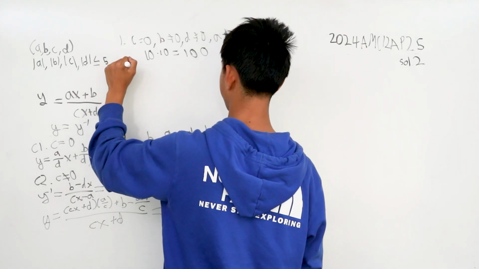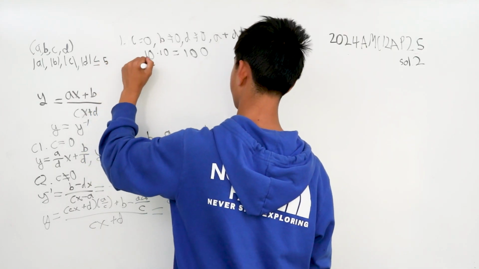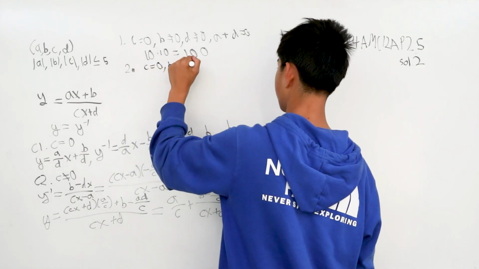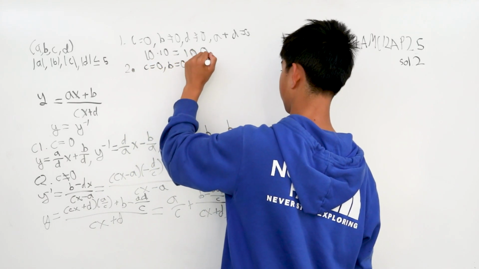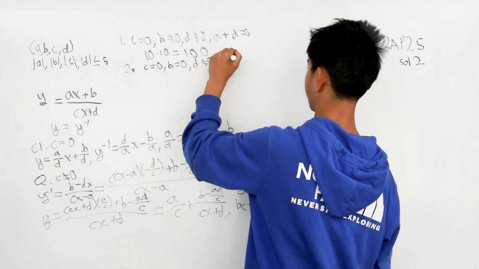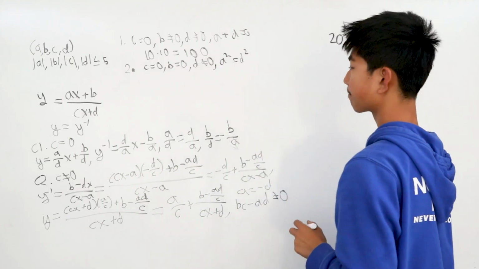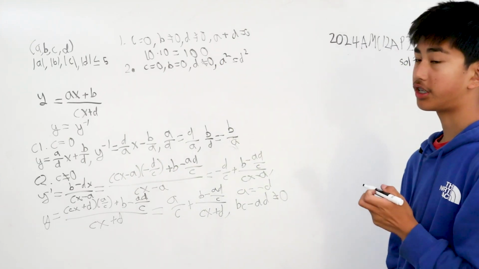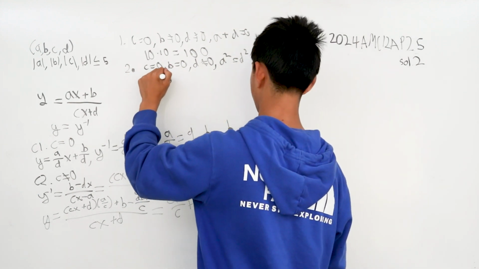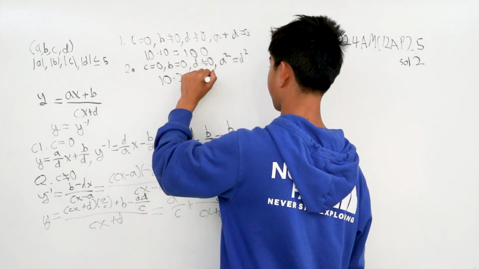Now on to case 2, we get c is 0, b is 0, and d is not equal to 0. So therefore a squared is going to be equal to d squared. Well, now we only have 2 and 10 values, so this would be 10 times 2, or 20.